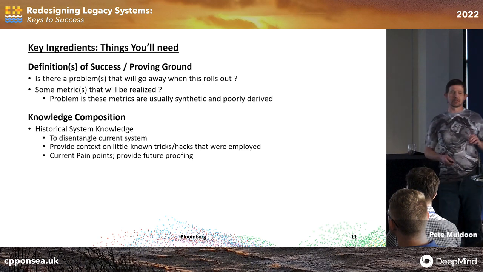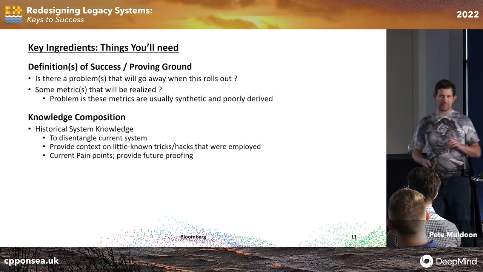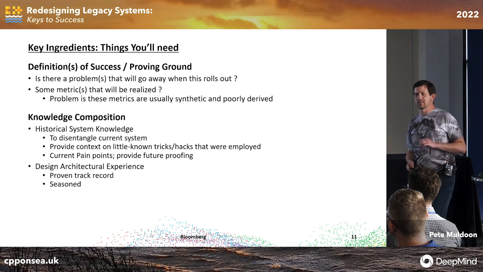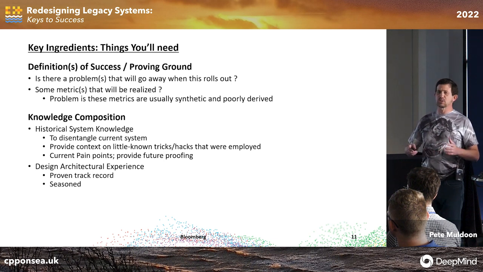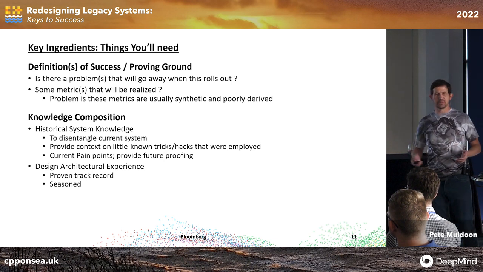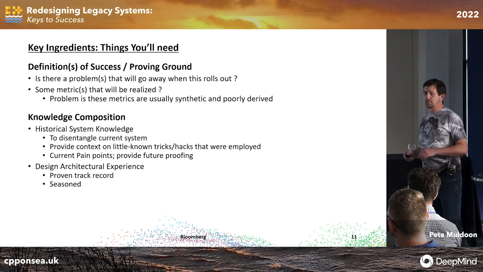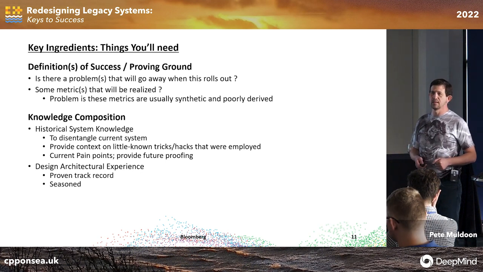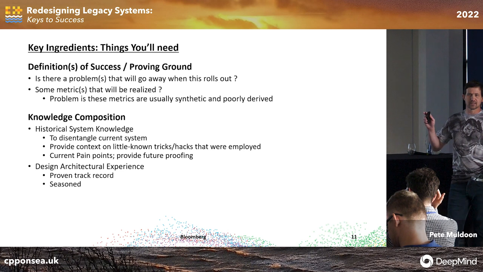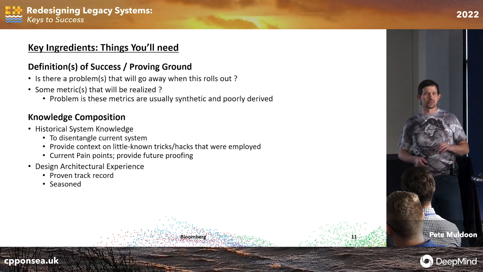Now, although those who don't study the past are doomed to repeat it, those who are stuck in the past will probably repeat it as well, right? So that means it's not a great idea to have just the people who were on a system for, I don't know, 10 or 15 years trying to come up with a new design. It's tough, and it's probably something they haven't done too much of. So you need some design architectural experience. And what I mean by that is someone who's gone in, has a proven track record, has worked in various systems, and is, as Sean Parent would say, seasoned, all right? It should not just be who's available, who's free.